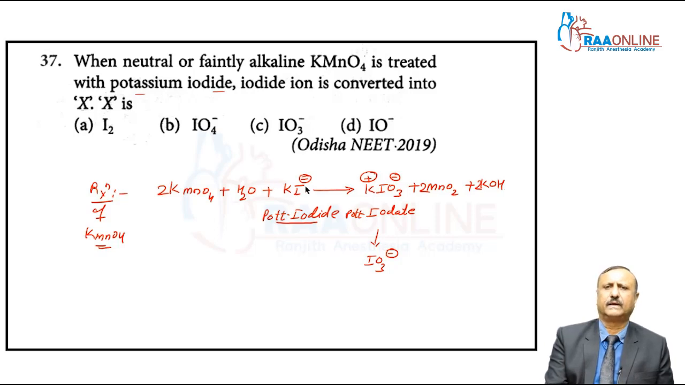Here are some technical points. KMnO4 plus potassium iodide: it is theoretical, and it is written in this question, but potassium iodide is KI and is converted to potassium iodate. So, my dear students, you can go with answer C for question number 37.